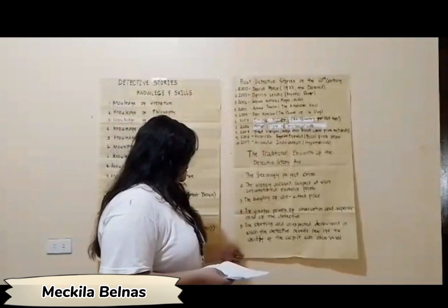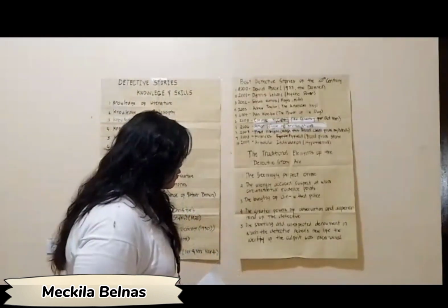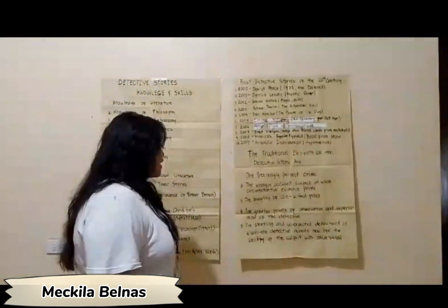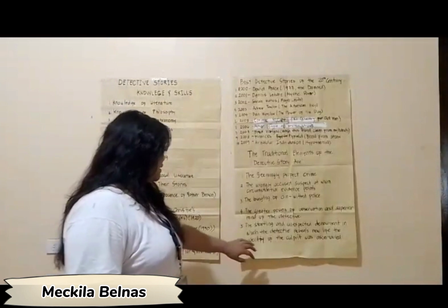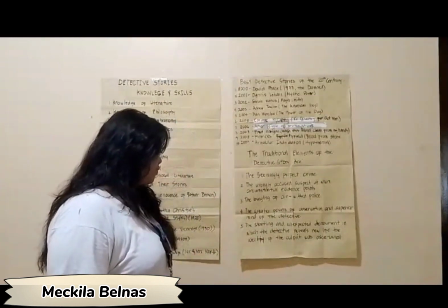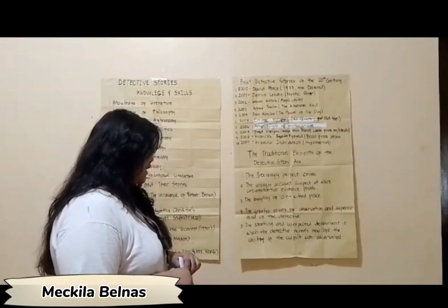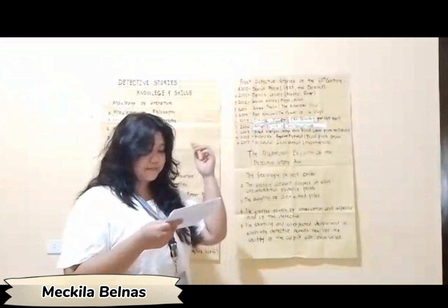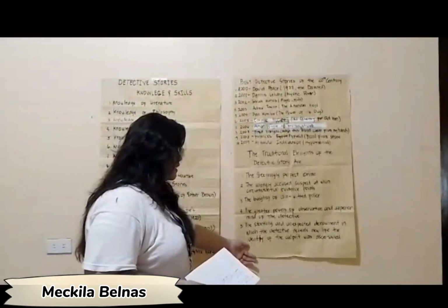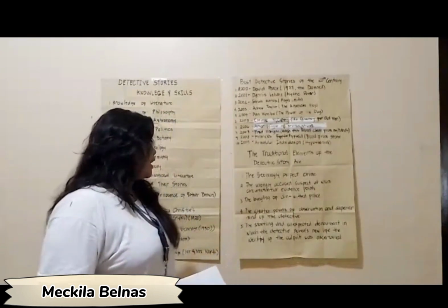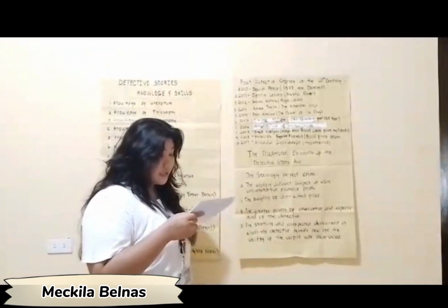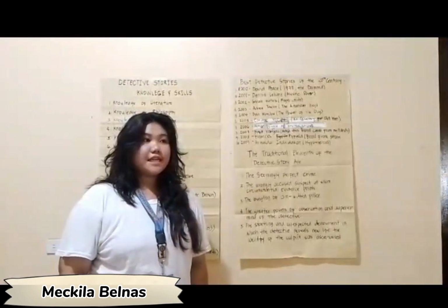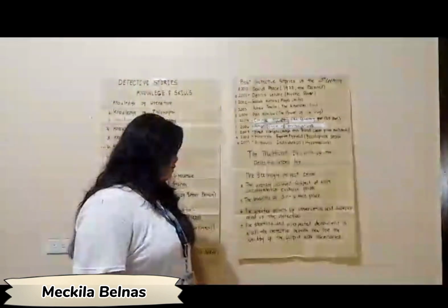Fifth is a startling and unexpected moment in which the detective reveals the identity of the culprit as ascertained. So, the last traditional element of the detective story is the unexpected reveal by the detective of a suspect in a crime.